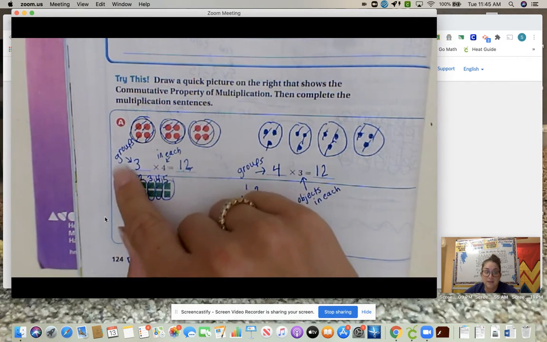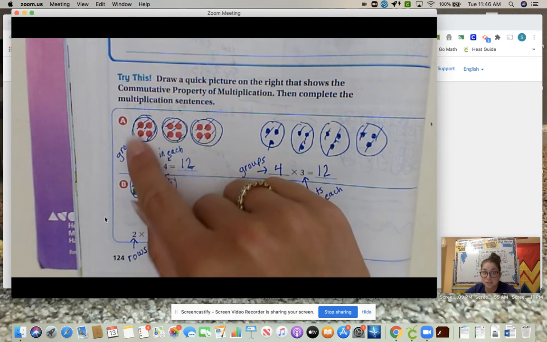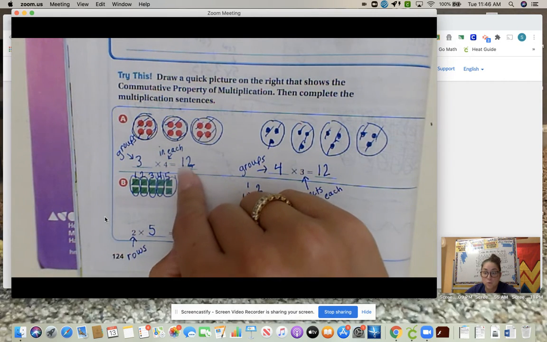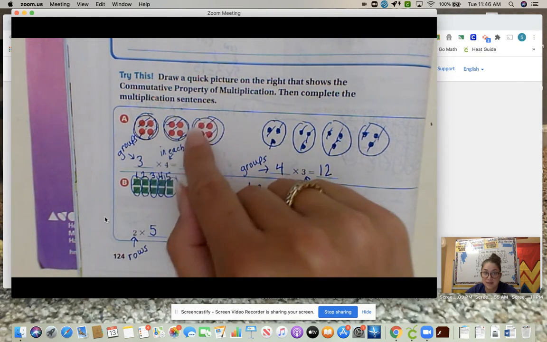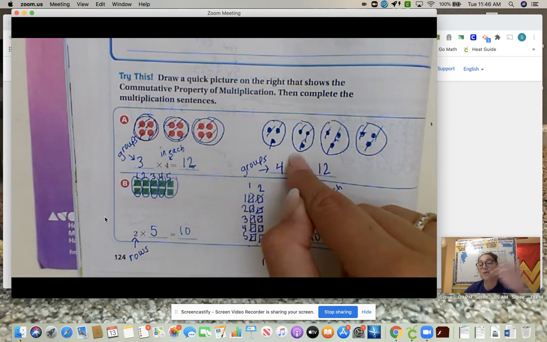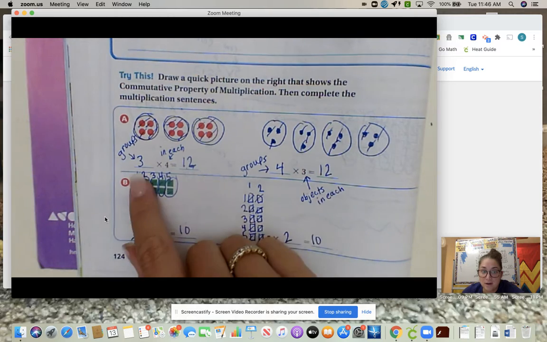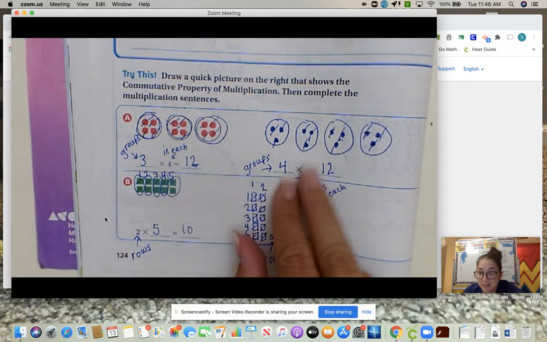So we have how many groups? 1, 2, 3. 3 groups. How many are in each? 4: 1, 2, 3, 4. And we have 12 total: 1, 2, 3, up to 12. Now we need to do the commutative property. Well, now we know our number is 3 times 4 equals 12. We know commutative property is flip it.